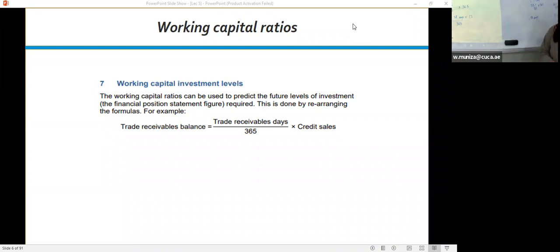So like this, we are going to know how much investment in working capital is required at any time. They say the working capital ratios can be used to predict the future levels of investment required. This is done by rearranging the formulas. So one example they have given and the other examples I have shown you.